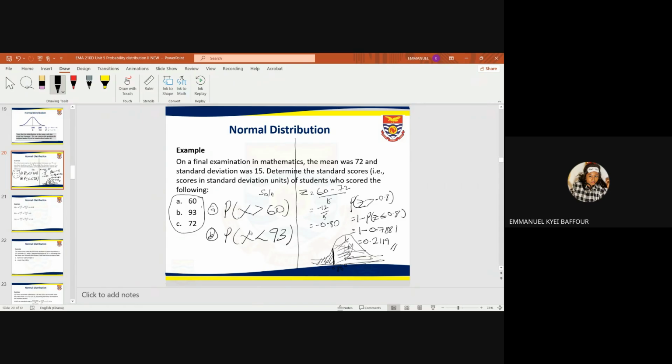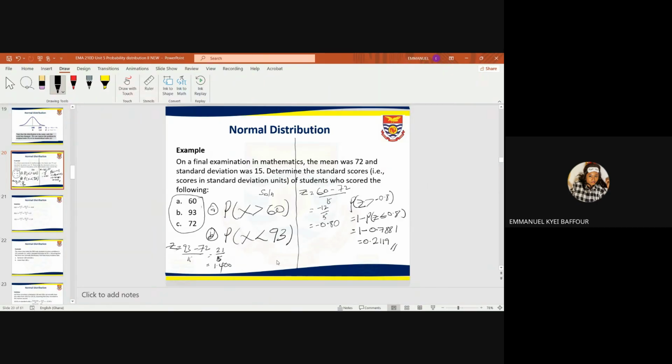Now, what about the second question? The second one, I got 0.9192. How did you do that? You had your Z to be equal to 93 minus 72 divided by 15, and you have 21 divided by 15, and that will give you, what did you get for that? 1.4. All right. So let's say 1.400 like this.